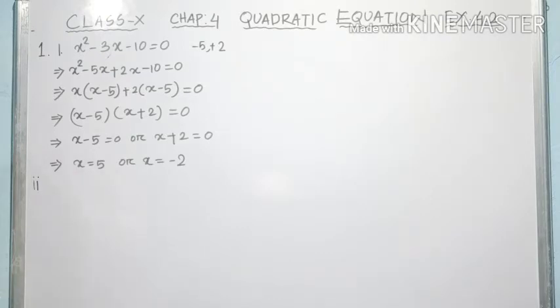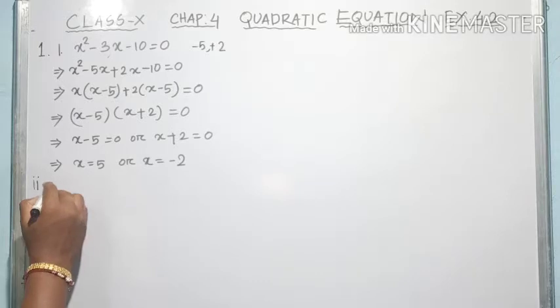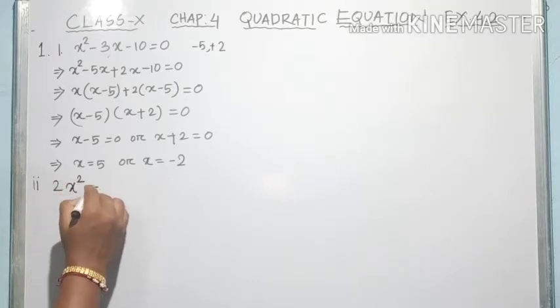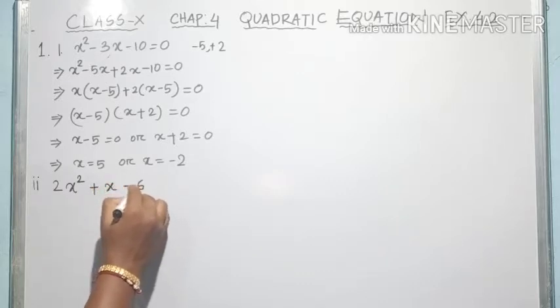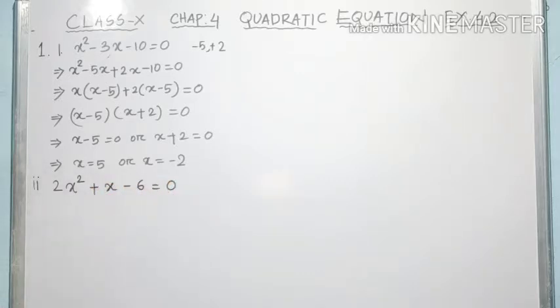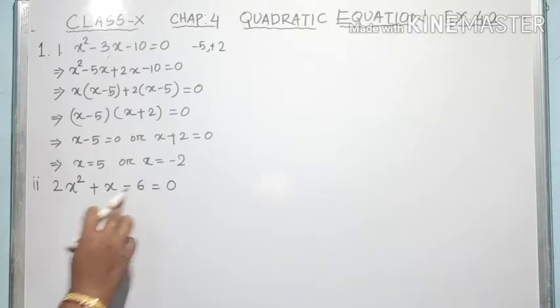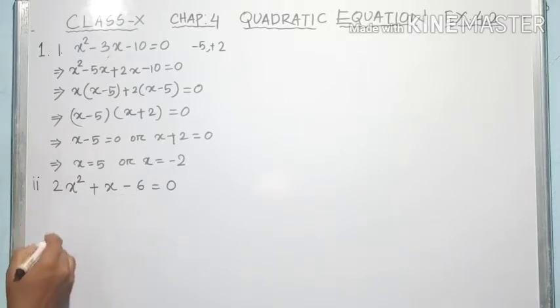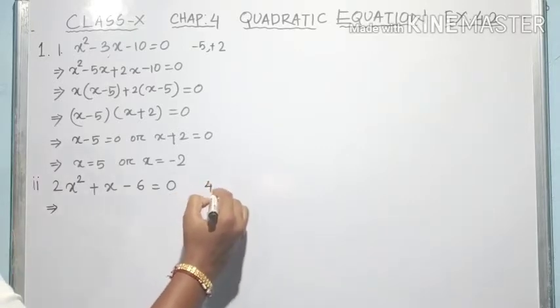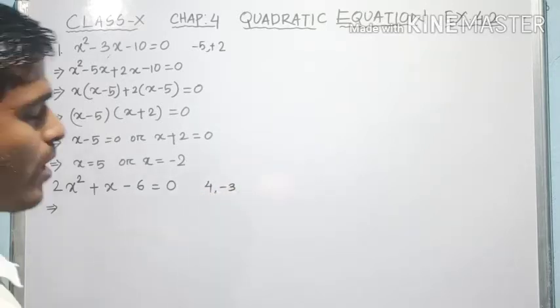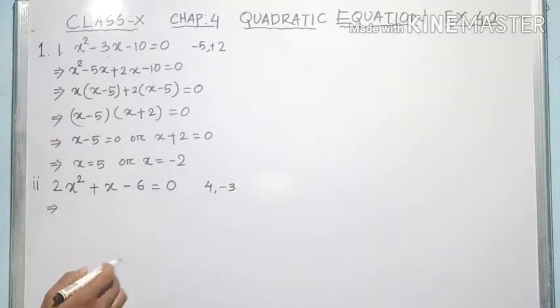2x square plus x minus 6 is equal to 0. To factorize this, you have to find two integers such that their sum will be plus 1 and their product will be minus 12. So the possible integers are 4 and minus 3. Their sum will be 1 and their product will be minus 12.